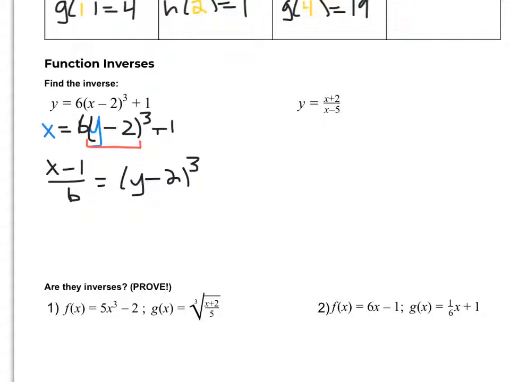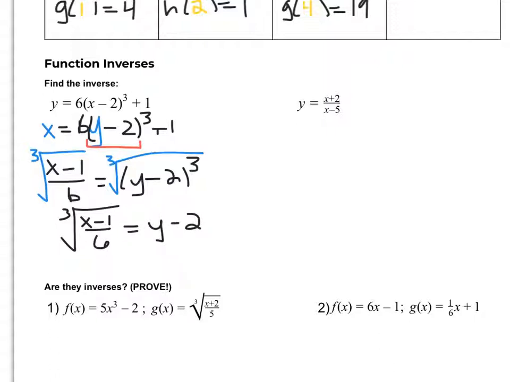Okay, the next thing I need to do is undo my cube with a cube root. So I'm going to cube root that whole big fraction. And then hopefully we can see what our last step is. x minus 1 over 6 equals y minus 2. So my last step is to add the 2 over, and I get y equals cube root of x minus 1 over 6 plus 2.